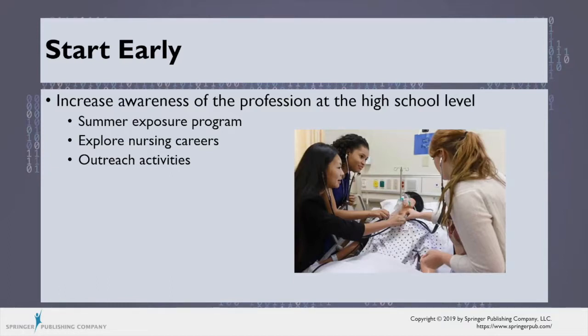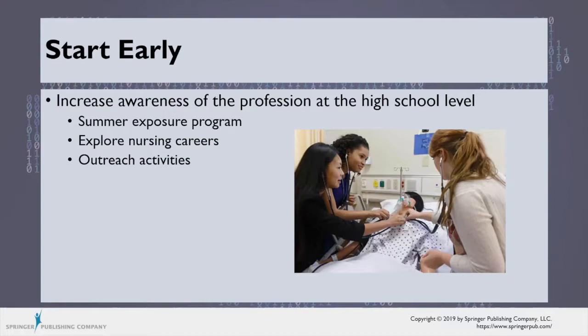We can also host students on our campuses. For example, this is the picture where we host students during the summer. We take them to the sim lab. We let them experience what it's like to take care of a patient. And we also encourage community engagement and service learning projects for our students.